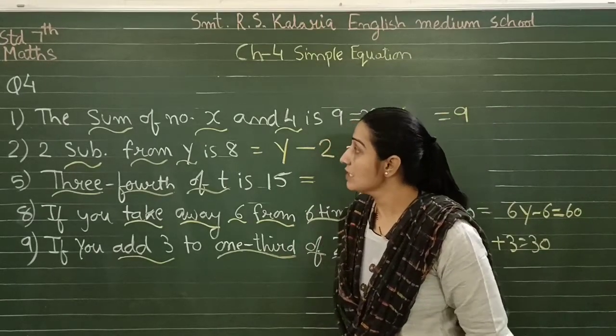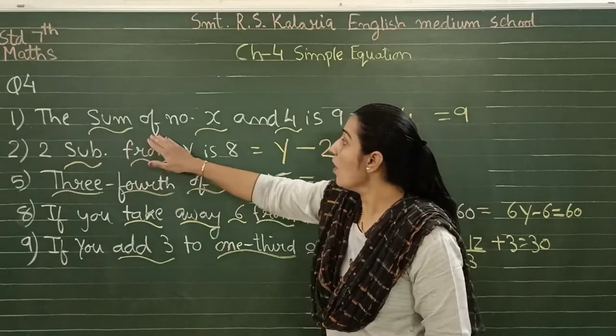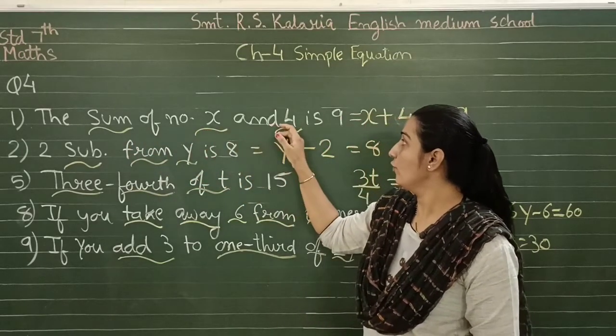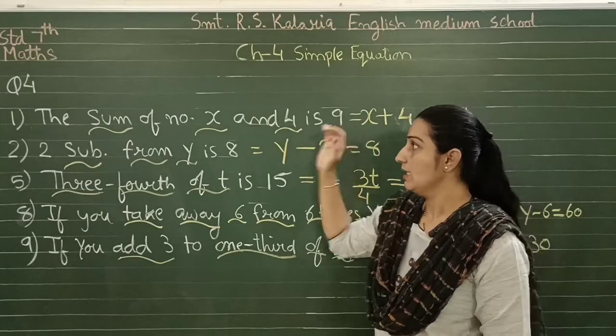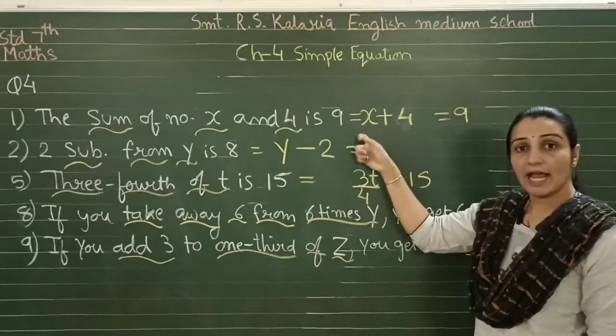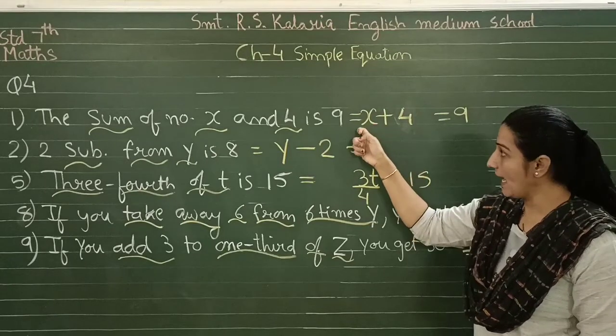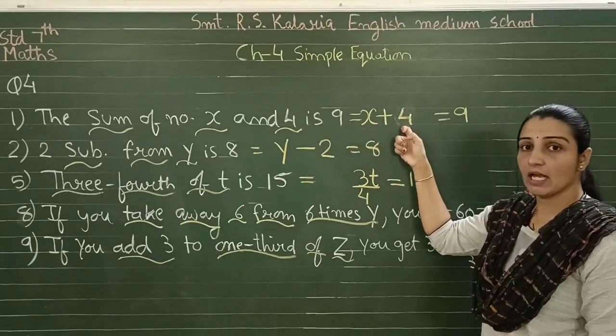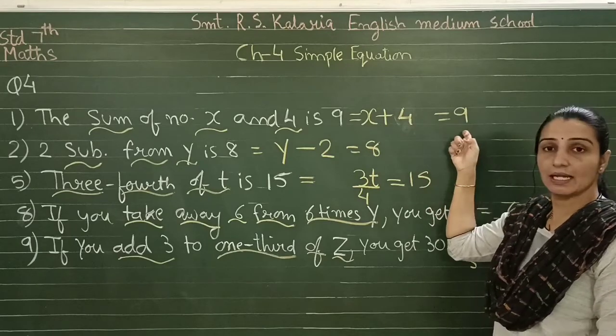Here, the first question is, the sum of number x and 4 is 9. The sum means addition. x and 4. The sum of what? The sum of x and 4 is 9.